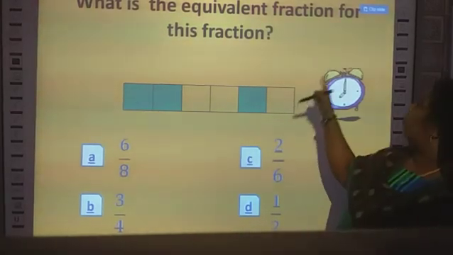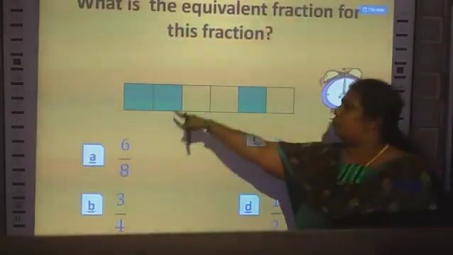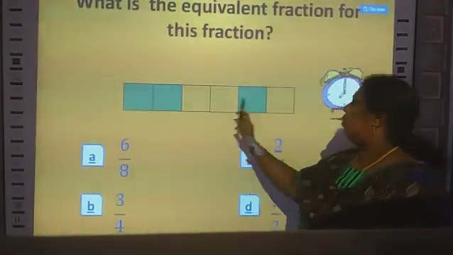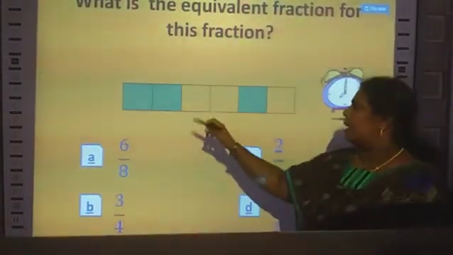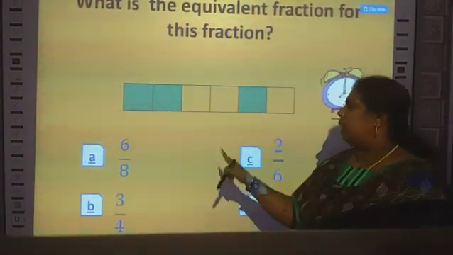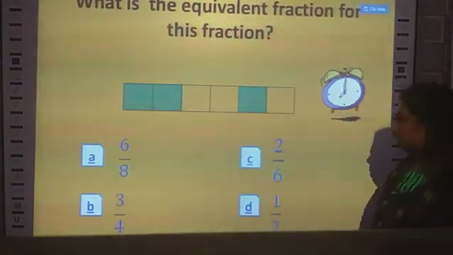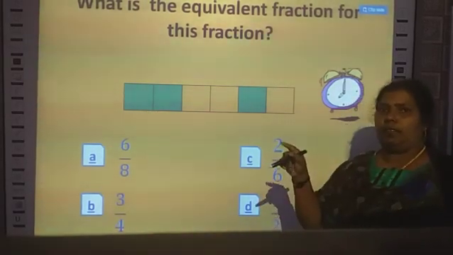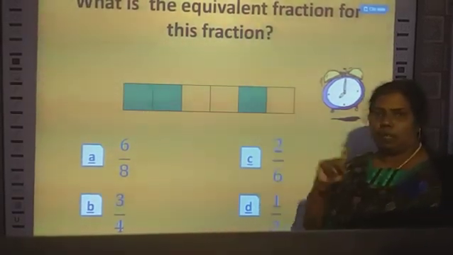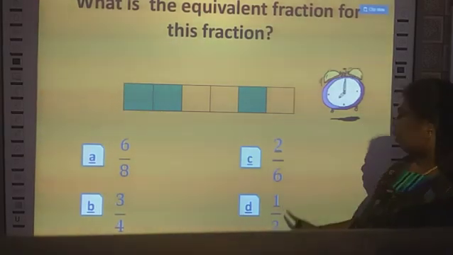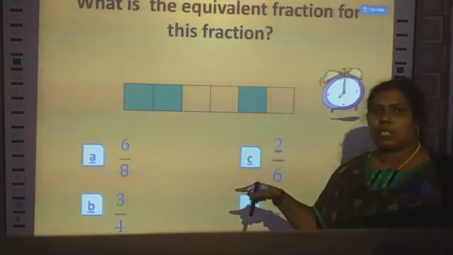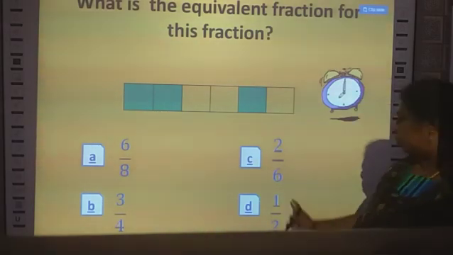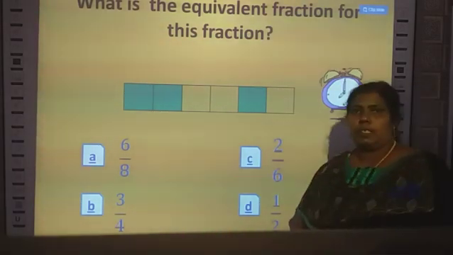So what is the equivalent fraction for this fraction? See here, total number of squares: 1, 2, 3, 4, 5, 6, right? 6. Shaded part 3, right? 3 divided by 6. 3 divided by 6 means what is the answer? So we can divide it by 3, right? So 3 divided by 3 means what will it come? 1. So 1, then 6 divided by 3 means 2. That means the answer is what? 1 by 2. 1 by 2. Now do you understand?